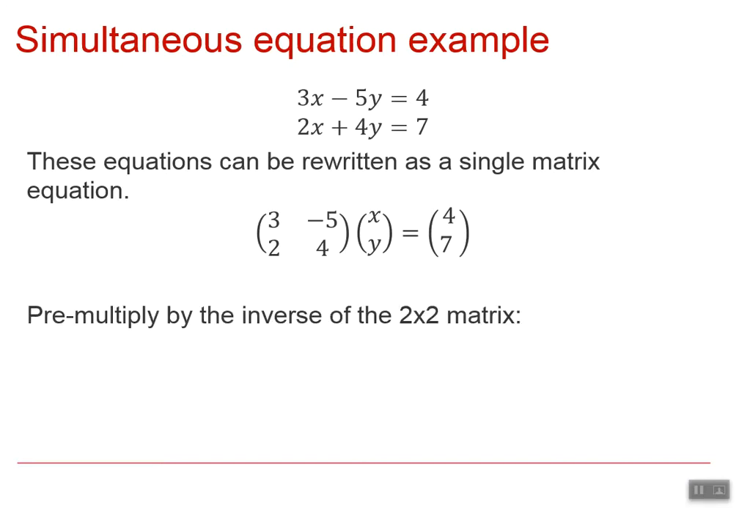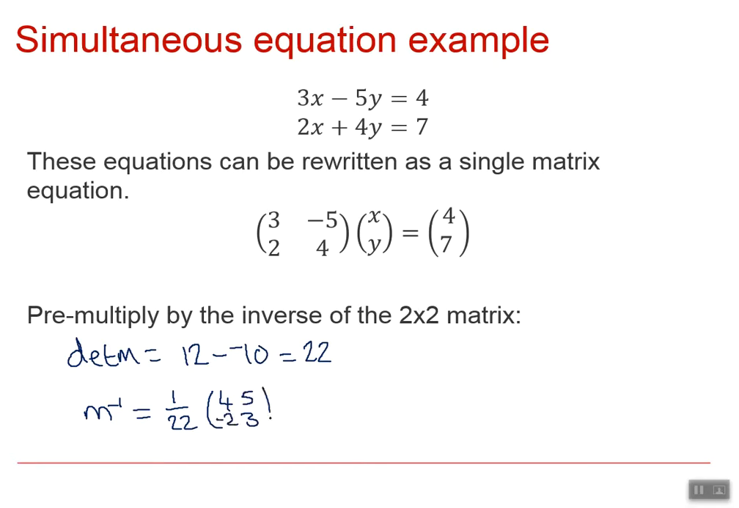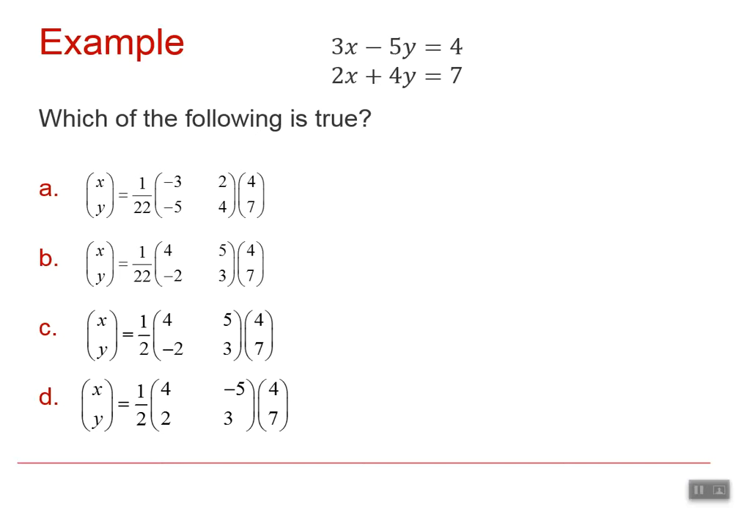And what we want to do to solve it is to pre-multiply by the inverse of the 2 by 2 matrix. So find the inverse of the matrix, and to do that we're going to need to know the determinant of the matrix. So that is 12 minus minus 10, which is 22. So the inverse matrix is 1 over 22 times (4, 5; minus 2, 3). So we know what the inverse matrix is.